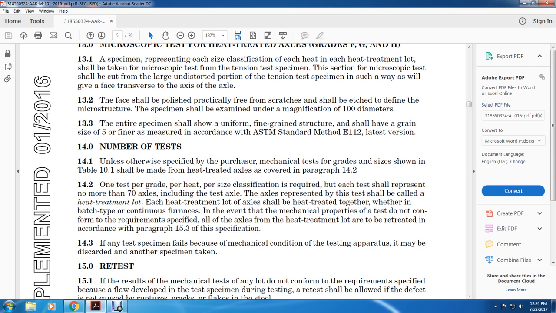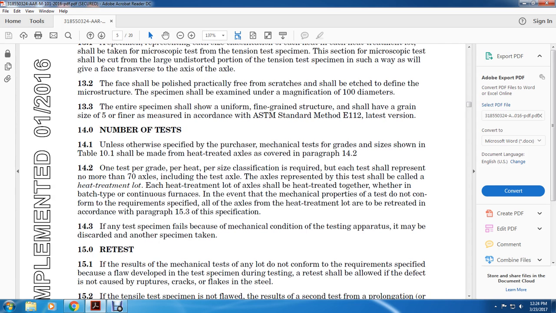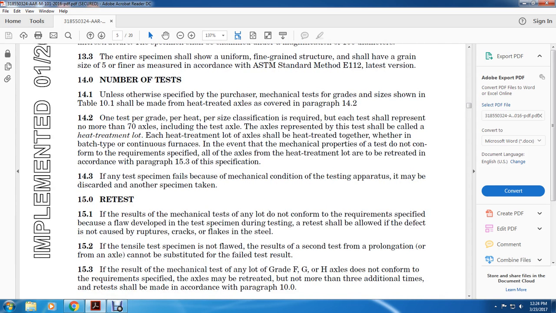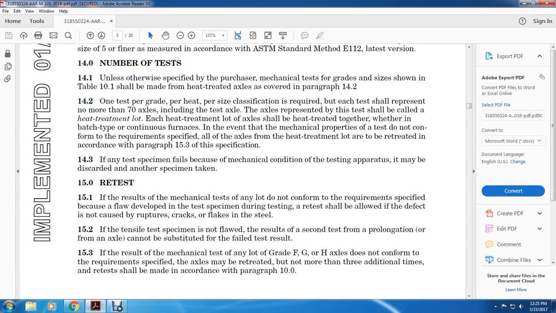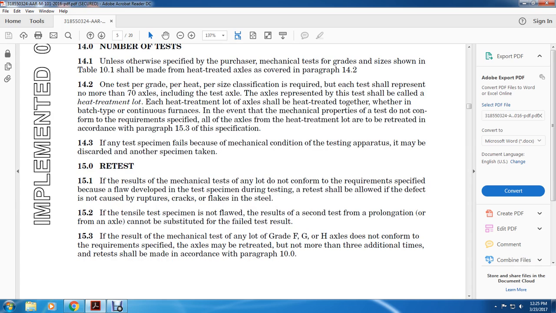Each heat treatment lot shall be heated and treated together within a batch type or continuous furnace. In the event the mechanical portion of the test does not conform with requirements specified, all axles in the heat treatment lot shall be retreated in accordance with paragraph 15.3 of the specification. 14.3. If the test specimen fails to meet the mechanical conditions of the testing apparatus, it must be discarded and another specimen taken.